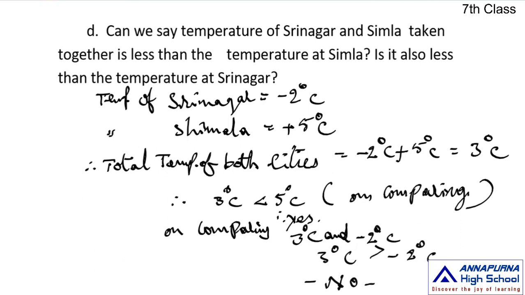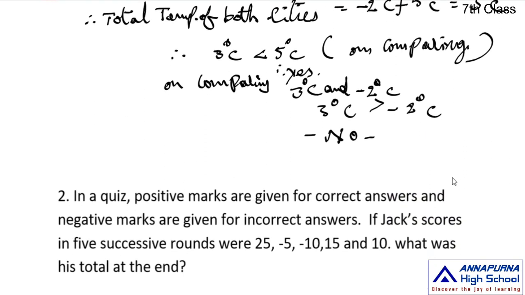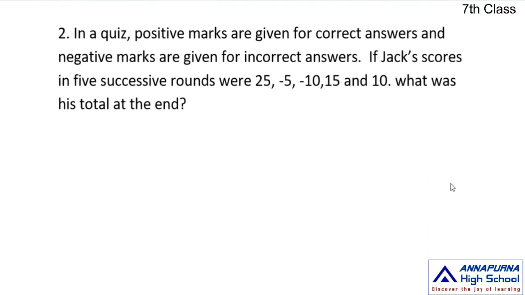So, next, we come to the second problem. In a quiz, positive marks are given for correct answers and negative marks are given for incorrect answers. If Jack's scores in 5 successive rounds were 25, minus 5, minus 10, 15 and 10, what was his total score? Here, it is very clear that the marks given for correct answers are denoted by positive integers and the marks given for incorrect answers are denoted by negative integers.